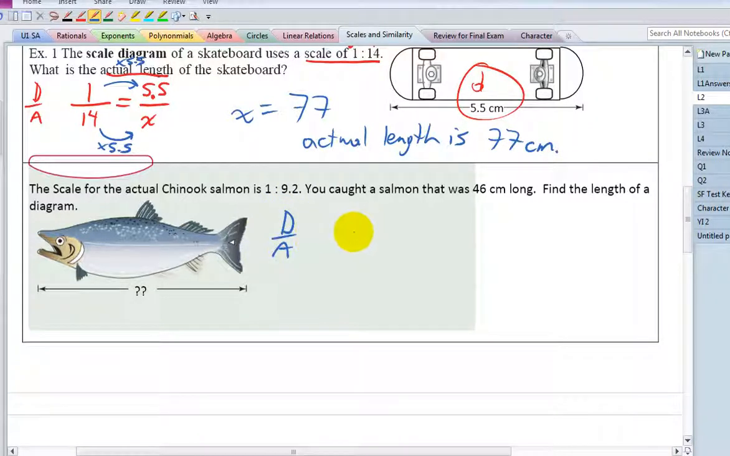Please set up your 2 fractions. Diagram over actual. Go for it. Here's your scale. That'll be your first fraction. See how they use that decimal? That's why I don't mind too much. So 46, that'll be actual. We're trying to find x.